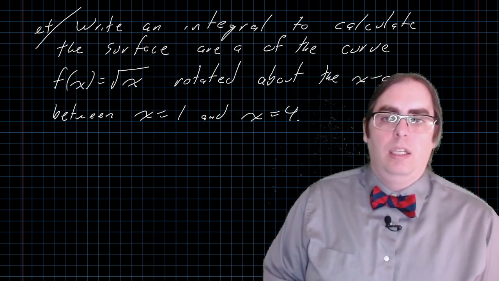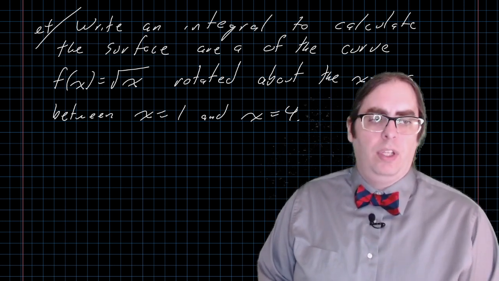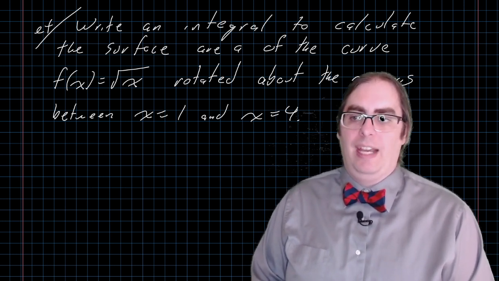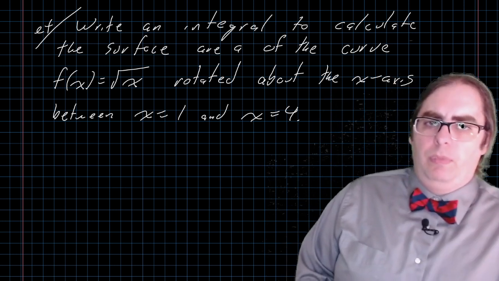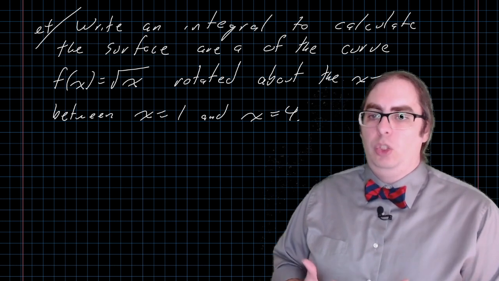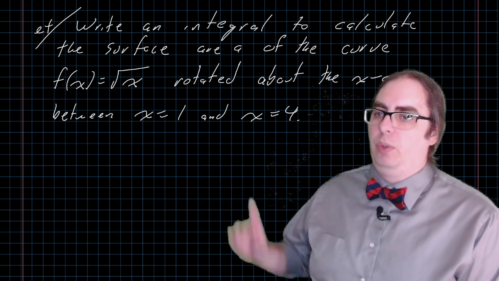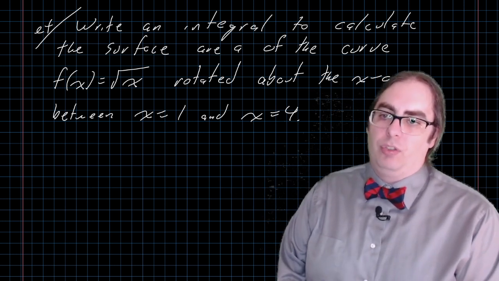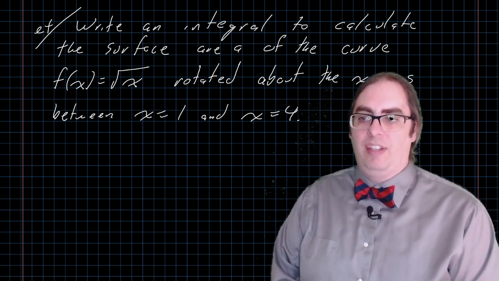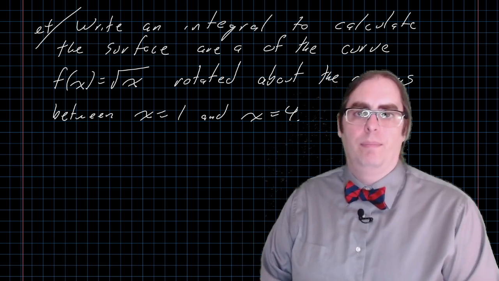As with the formula for volume, working with surface area, there's a lot of complication that you can introduce by rotating about things other than the x-axis. But if you take the time to set up your problem correctly, you can always rephrase it as integration about the x-axis, and that's what we're going to do here. Write an integral to calculate the surface area of the curve f of x equals the square root of x, rotated about the x-axis between x equals 1 and x equals 4.